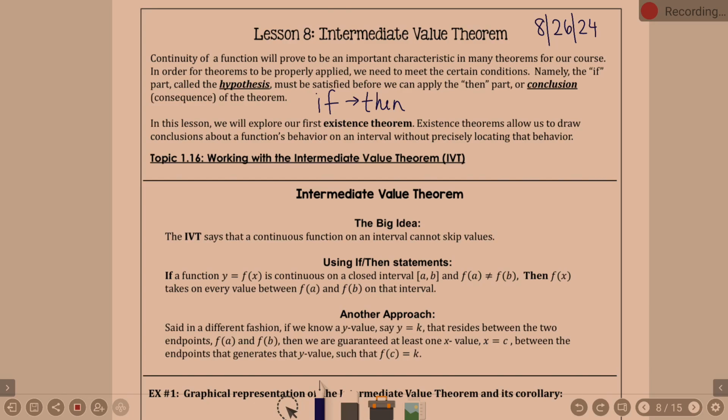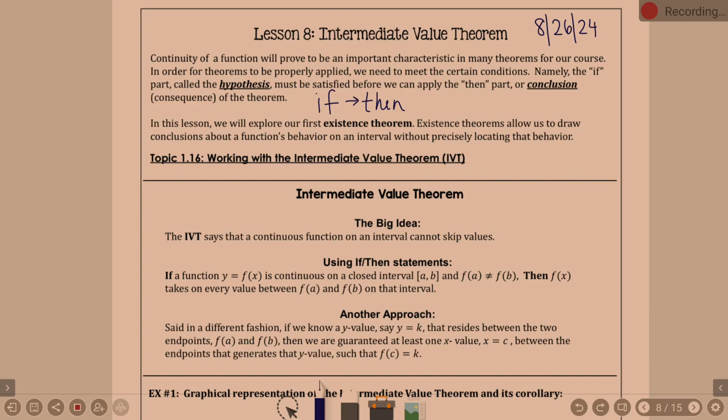Okay, so intermediate value theorem. IVT. Folks, even on the AP test, you can use the abbreviation IVT. Anyone that speaks calculus is going to know that IVT is the intermediate value theorem. Okay, so the IVT says that a continuous function on an interval cannot skip values.